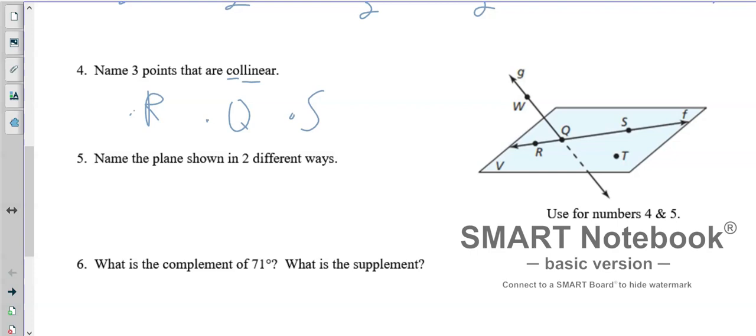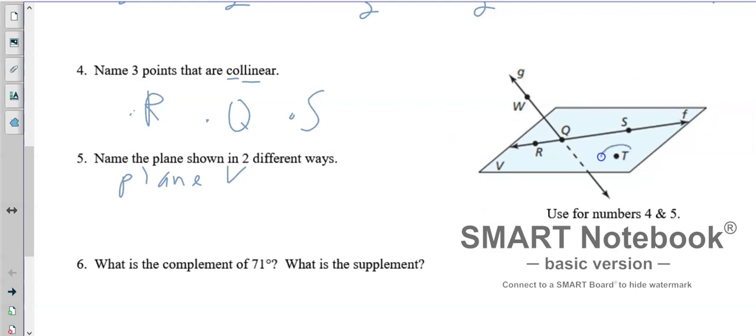Now it says name the plane 2 different ways. Well, one thing I always look for is a letter with no dot. So we write plane V. That's one way to name it. Plane Q does not work. Plane T, plane S, plane R, plane W, none of those work. Plane F does not work because it's not a capital letter. That's the name of that line. All right? Another way is to pick 3 dots on the plane that are not in a line.